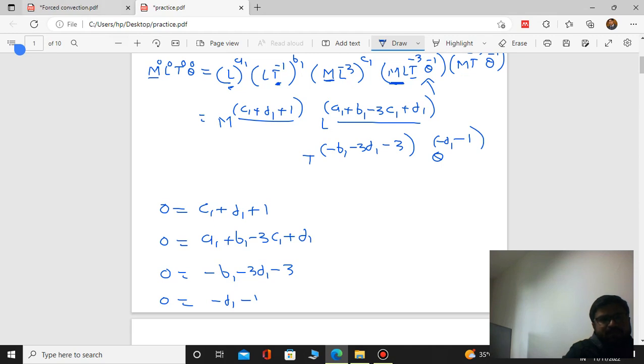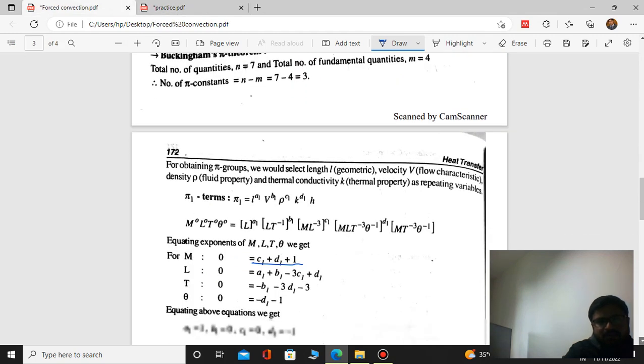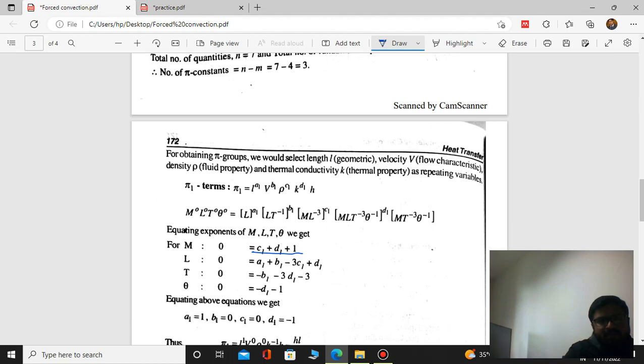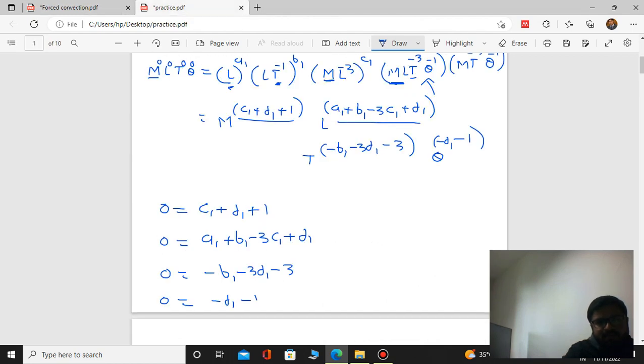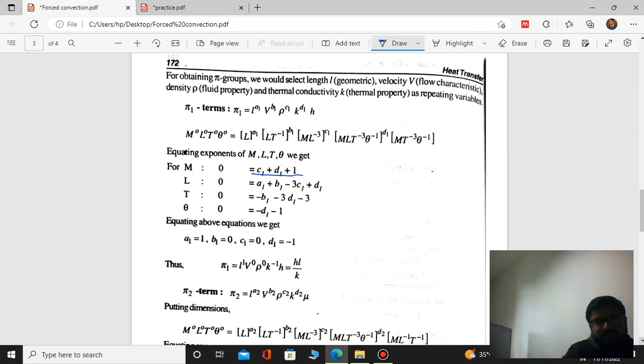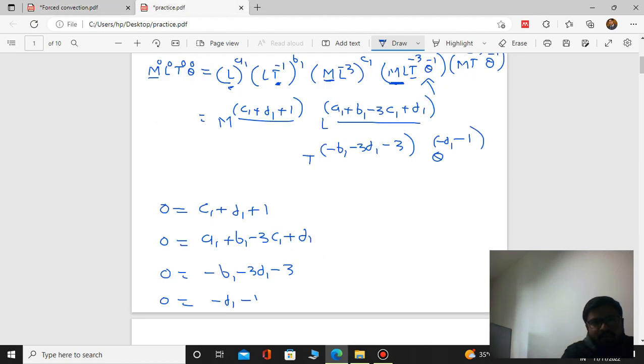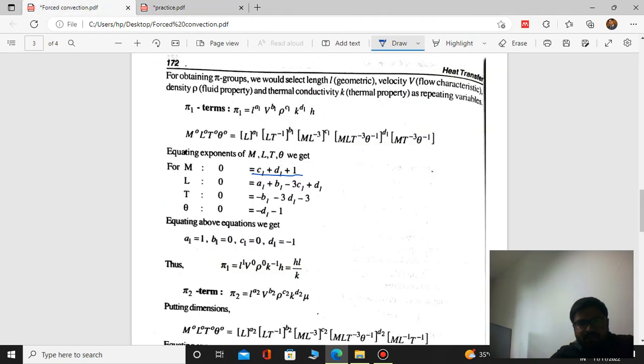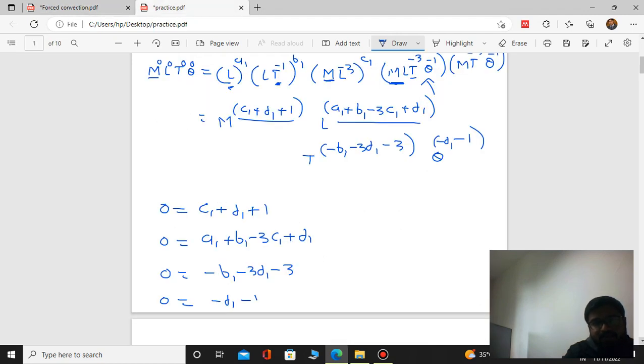C1 plus D1 plus 1 is equal to 0. A1 plus B1 minus 3C1 plus D1. Okay. Then after here minus B1 minus 3D1 minus 3. Okay. And last is minus D1 minus 1. Okay. Clear? So now here we will have to find out A1, B1, C1 and D1. For that you will have to make some mathematical calculation.